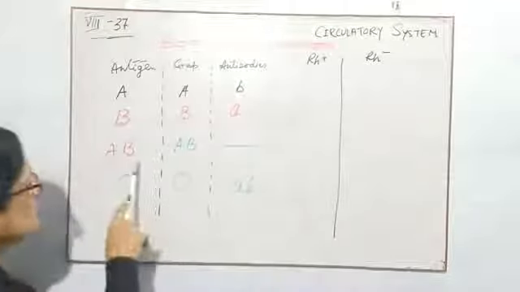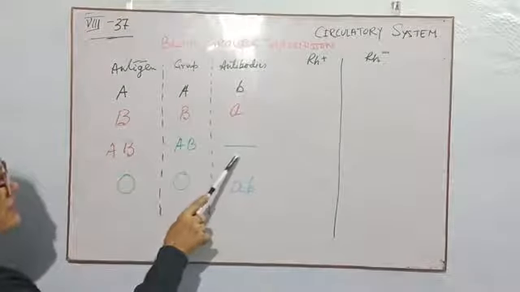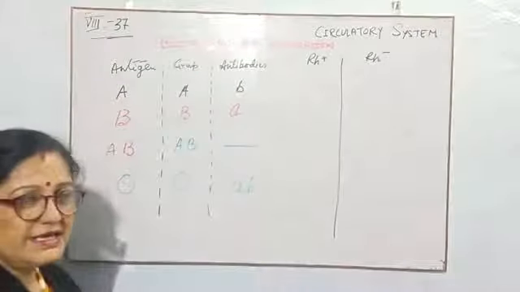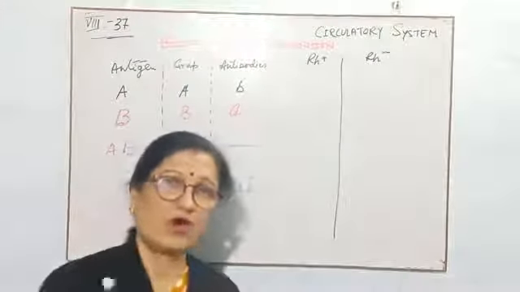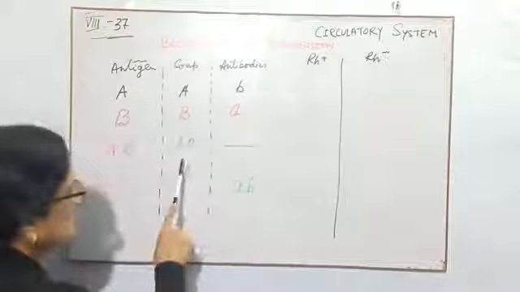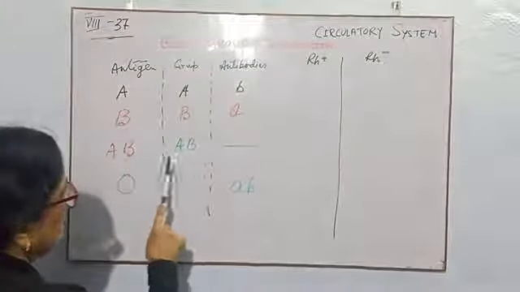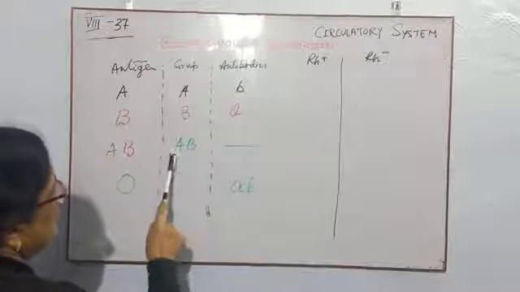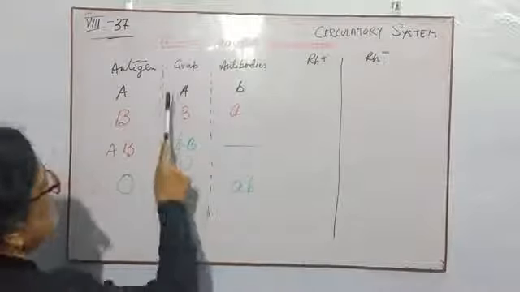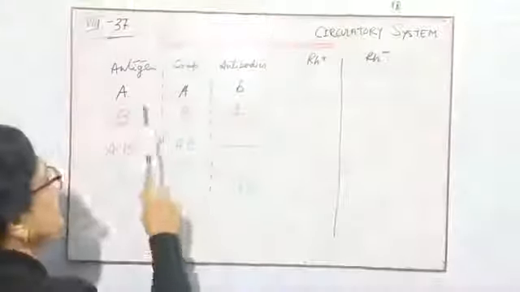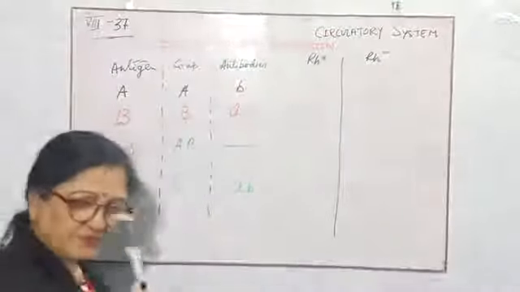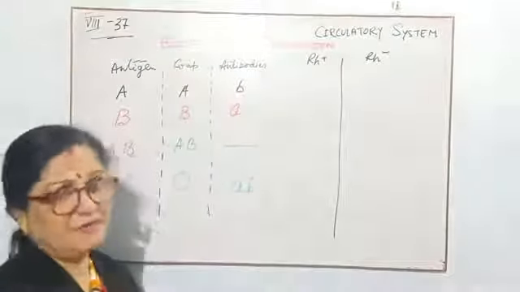And those who have AB, there is no antibody. So AB, those who have, they can only take from all. Why, children? You can see from here, those who have AB blood group, they can take blood from A because they are having A antigen. They can take from A also. Those who have B, they can take blood from B also because they have B antigen also.